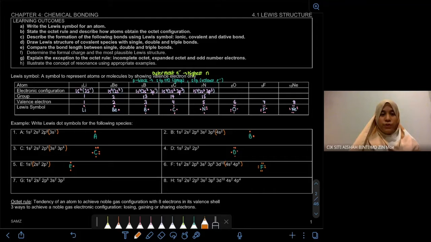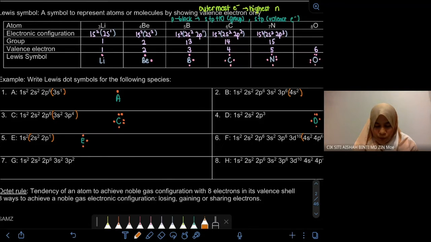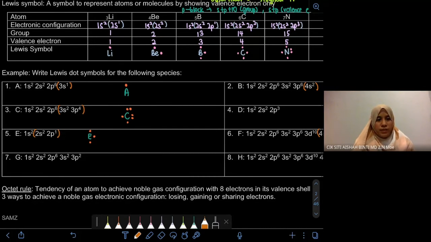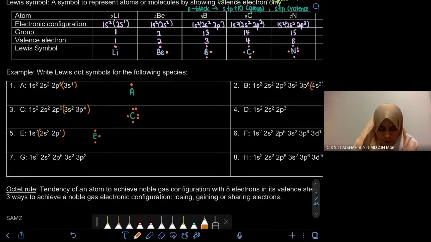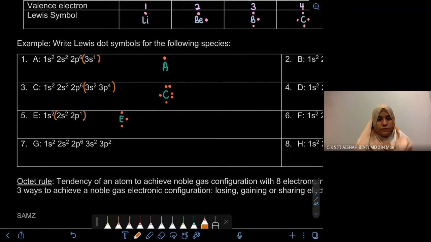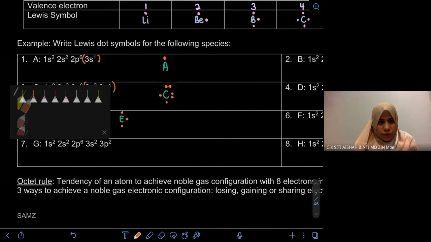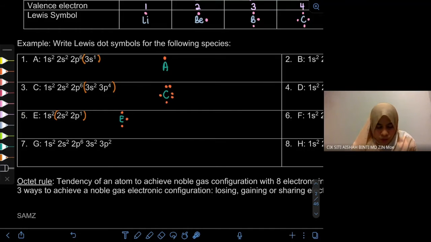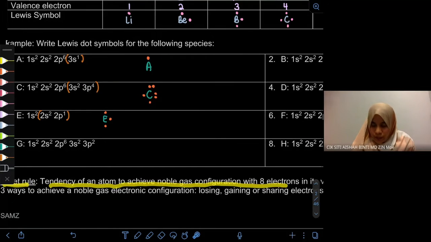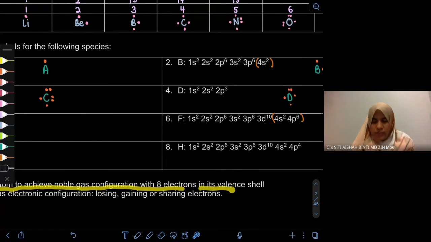Okay, so next what we're gonna learn is actually octet rule. Octet rule ni pun kamu dah familiar kan? Dah belajar dulu waktu sekolah, tapi jom kita tengok balik lah. But it's actually octet rule. Yang ni yang kat bawah sekali tu tau kalau kamu tengok screen kamu tu. Okay, kita buat kat sini lah. What is actually octet rule? Octet rule is the tendency of an atom to achieve noble gas configuration with 8 electrons in its valence shell.